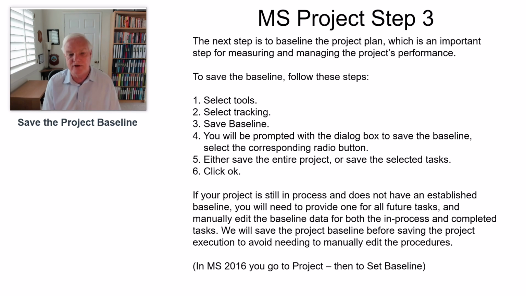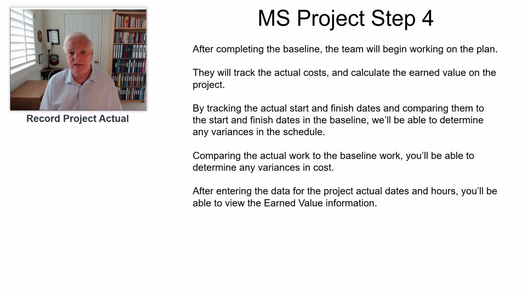So if your project is still in process and does not have an estimated or established baseline, you will need to provide one for future tasks. So that's what we're doing. We're creating that baseline point in time, and that way at future points in time we can reach back and say, now I want to measure where I'm at now versus the baseline. Am I overrun? Am I underrun? What's going on? So in Microsoft Project 2016, if you're using that version, you go to Project and then Set Baseline. The newer versions make it easier to do that, okay? After completing this baseline, now we're in step 4, the team begins working on the plan.